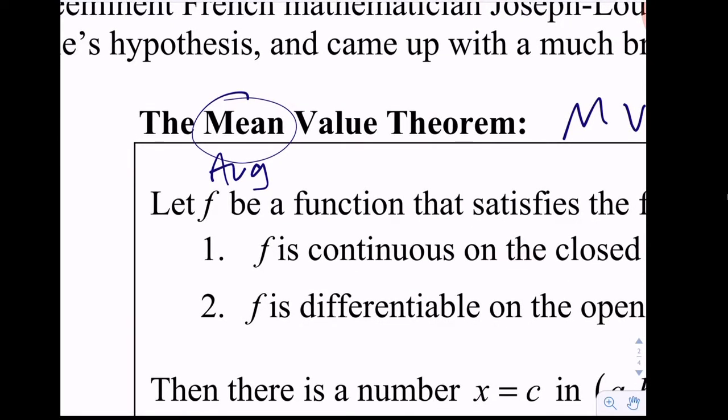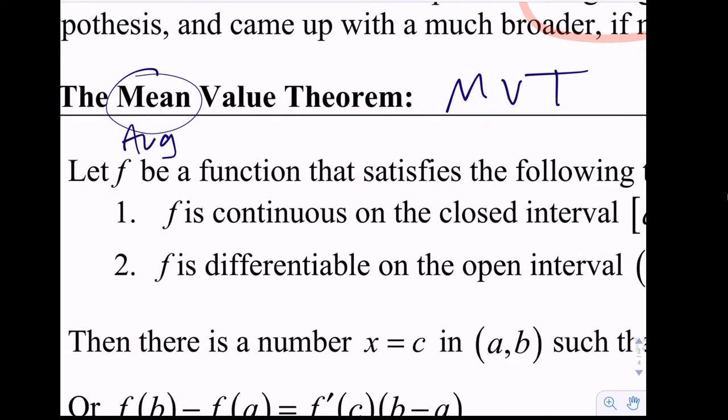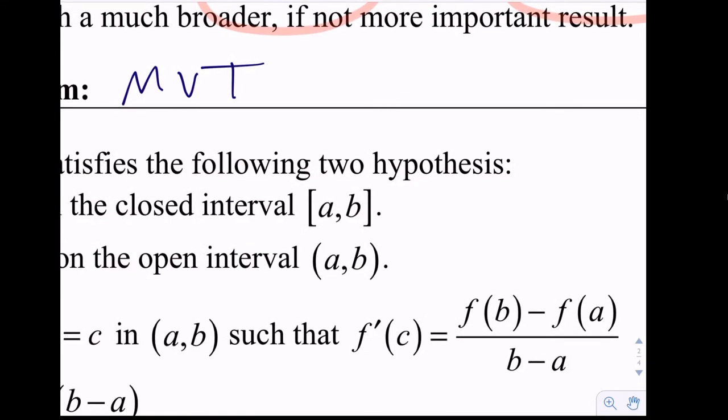Here's what it says. Let f be a function that satisfies the following two hypotheses. Not three, but how many? Only two.